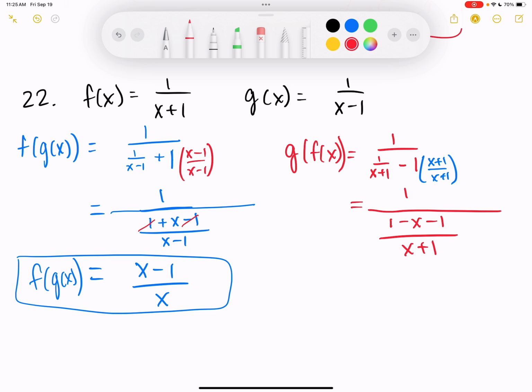Isn't the fraction inside of the fraction supposed to be x minus 1 instead of x plus 1? Why? Because I thought I need a common denominator. 1 and -1 cancel. So I now have on the bottom a negative x over x plus 1. Keep, change, flip. I get x plus 1 over negative x.